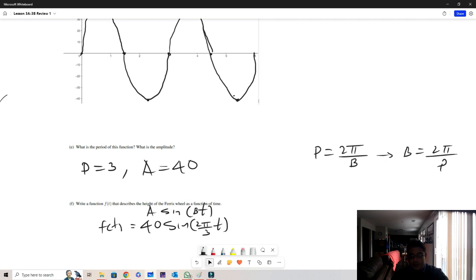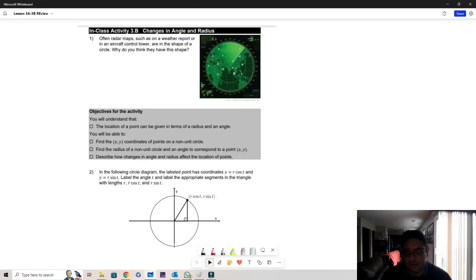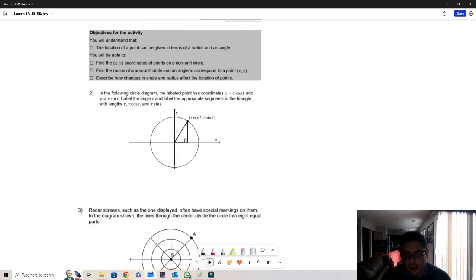Now let's move on to 3B. For 3B, we have a different scenario. We have radar maps, like those that can be used for aircraft control towers or weather reports. And they have, of course, the shape of a circle. So in here, we can use the same type of coordinates to locate points at different stages. But what we want to see here is that we can vary the distance of the radius even if we are going over circles.